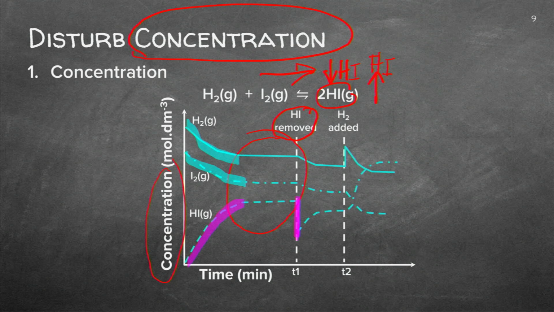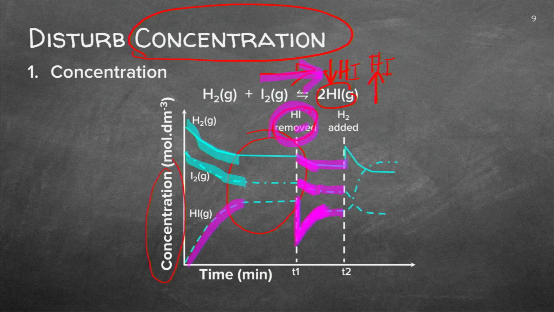So it's going down, and that says I'm removing HI. What will happen if I remove HI? Well, the forward reaction wants to form it. Can you see it's lowering there and lowering and increasing? So the forward is increasing, the reverse is lowering, until I get a new equilibrium.